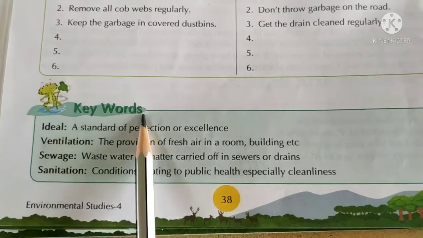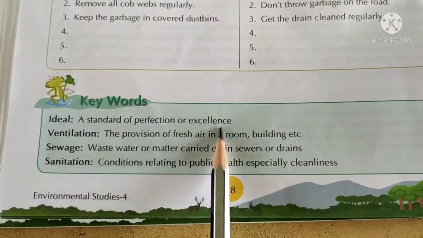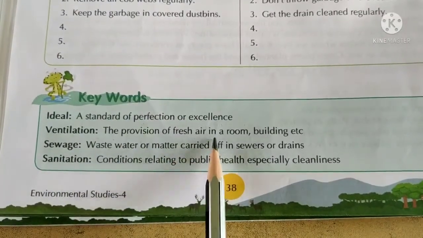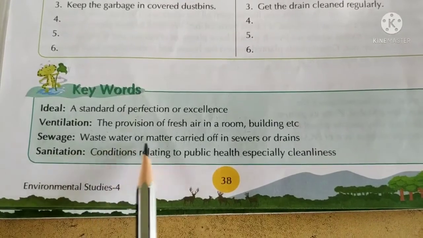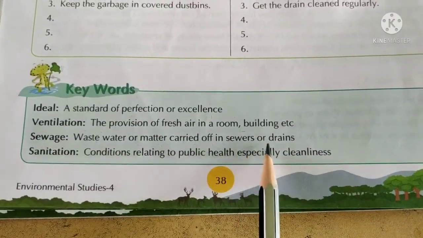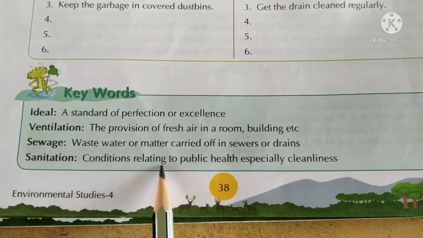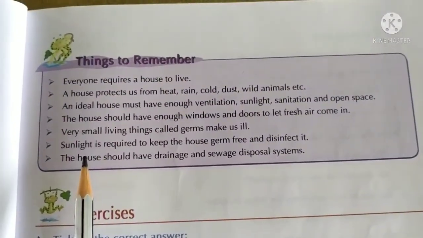The key words from the chapter are ideal, a standard of perfection or excellence. Ventilation, the provision of fresh air in a room or building. Sewage, wastewater or matter carried off in the sewers or drains. Sanitation, conditions relating to public health, especially cleanliness.